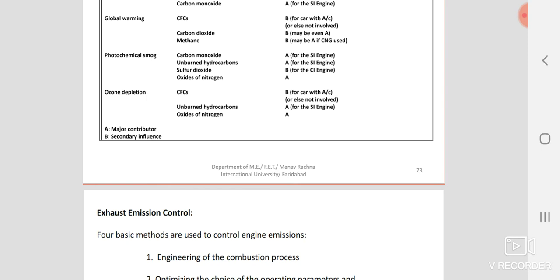Then ozone depletion. I was talking about global warming. Now coming to ozone depletion. For CFCs, just now I explained about the ozone depletion, how it happens. As a result of ozone depletion, the ultraviolet rays come inside, and skin cancer and such other diseases happen. This is a major contributor for cars with AC. That's the secondary influence. But I will tell you, nowadays all the cars come with AC. There is no car without AC. So CFCs play a very important role.